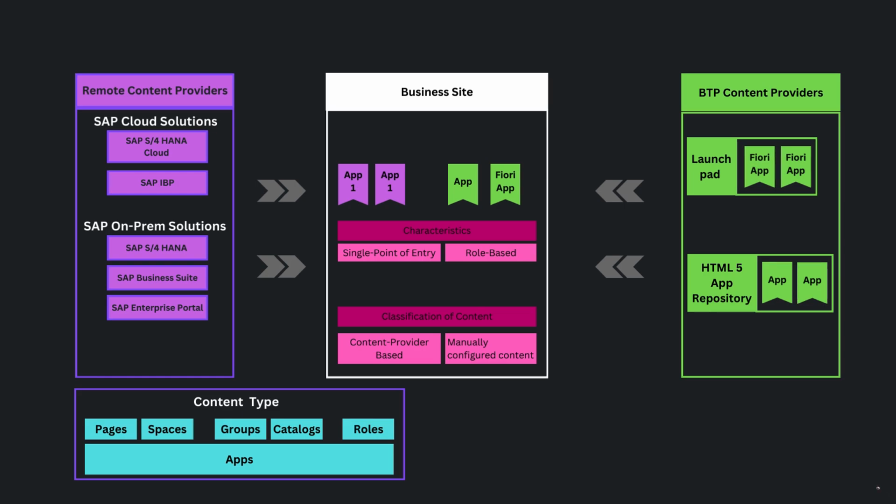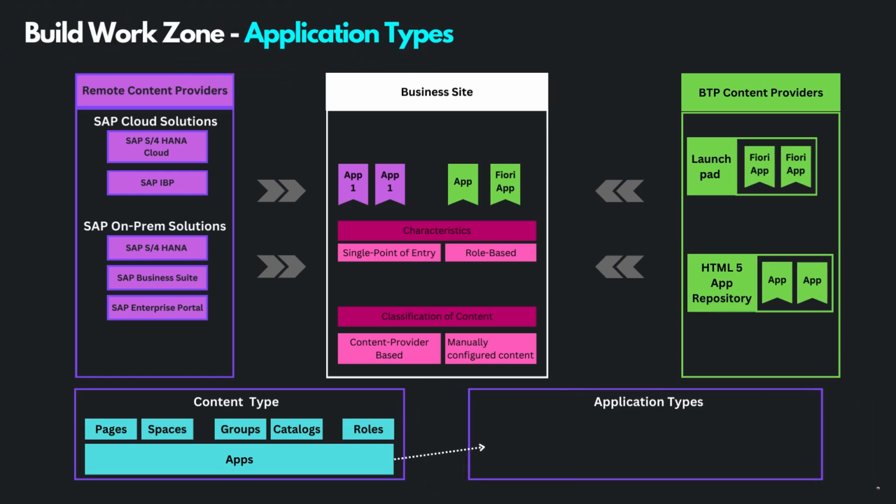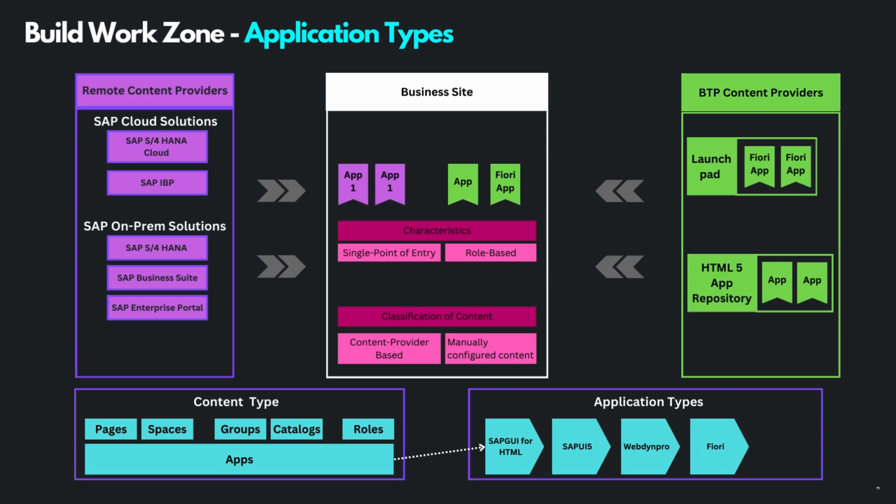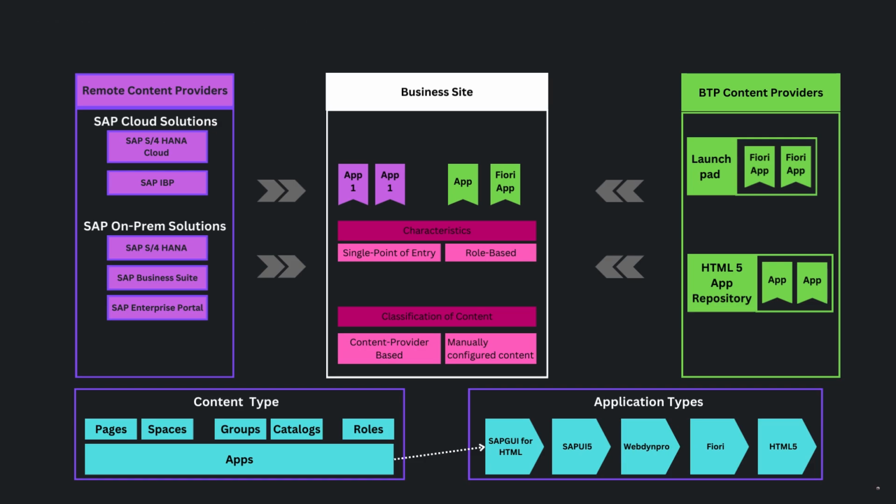Now let us look at some of the different application types that can be added into a business site. As developers, this is probably something that's going to be relevant for us. We can add in SAP GUI for HTML applications, SAP UI5 freestyle applications, WebDynpro applications, Fiori applications, and HTML5 applications into a business site.